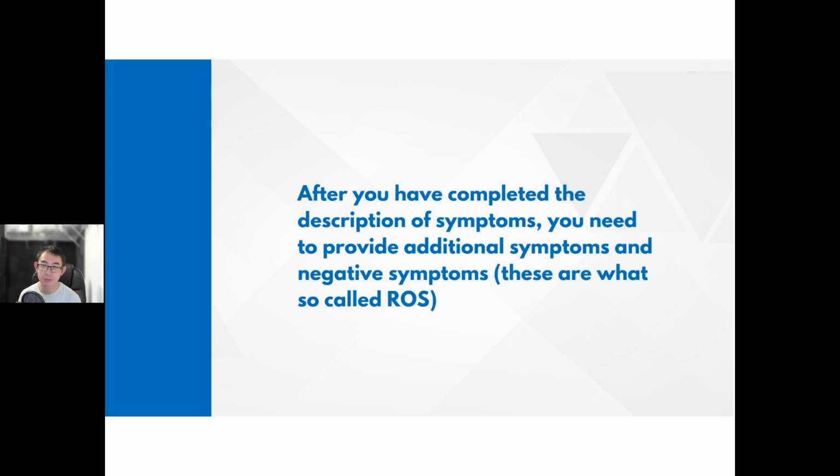All right. Now, after you complete the description of the symptoms, you need to provide the additional symptoms and the negative symptoms. These are what we call the review of systems. Now, I don't want you to go through the review of systems top to bottom: no blurry vision, no double vision, no sore throat. That is a waste of time. That is a poor presentation. You do the review of systems in a more relevant way.